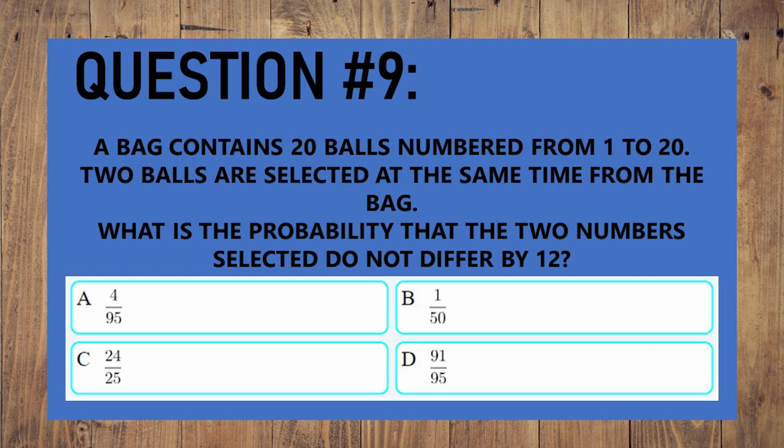Letter A, 4 over 95. Letter B, 1 over 50. Letter C, 24 over 25. Or letter D, 91 over 95.